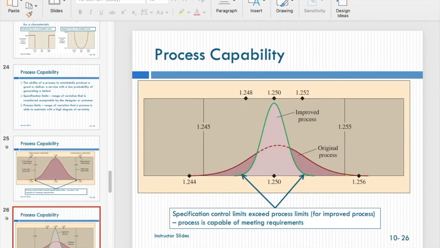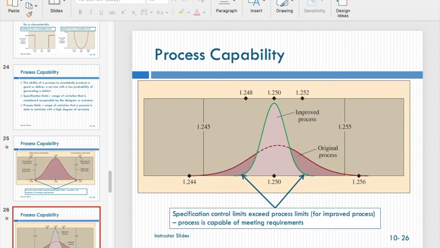Now let's say that by figuring out the reasoning behind it, we already reduced the variation during the process. You see that originally the production process is between 1.244 and 1.256. Now let's suppose that we already figured out the problem and fixed it, such that the variation during your production process becomes much smaller. If we grab a sample, we figure out that the mean is still 1.250, but the standard deviation is much smaller.